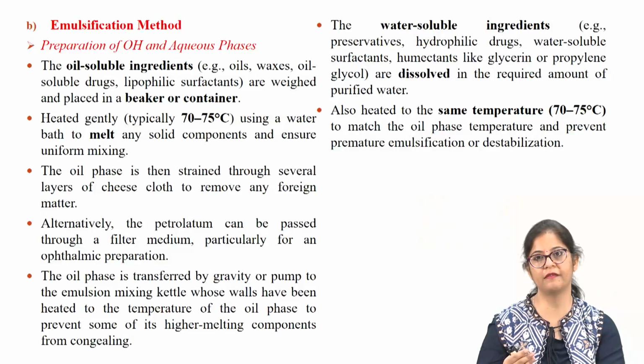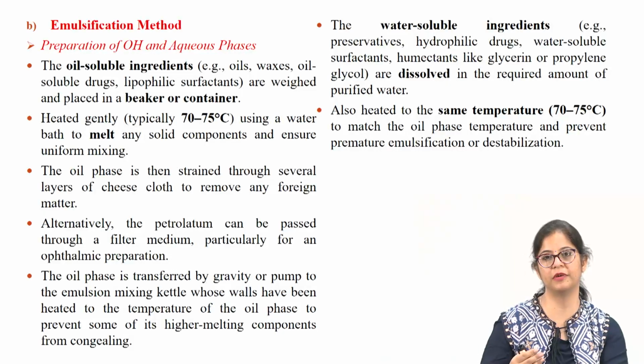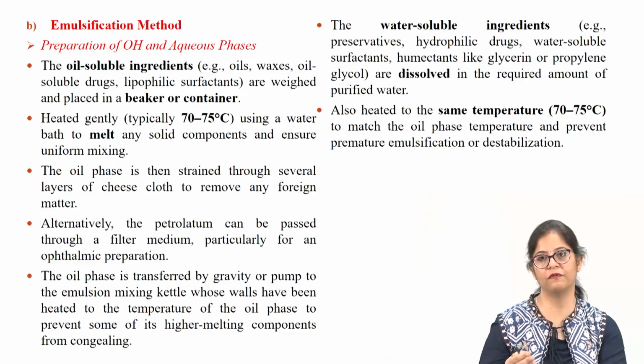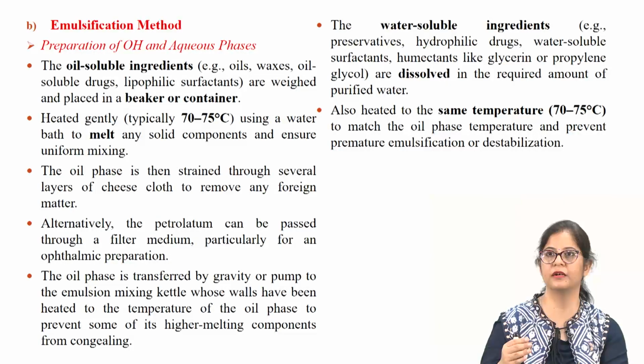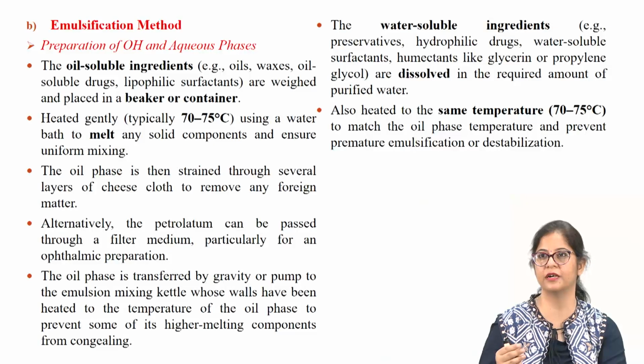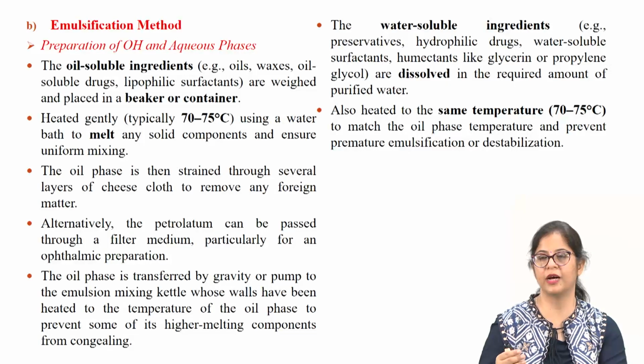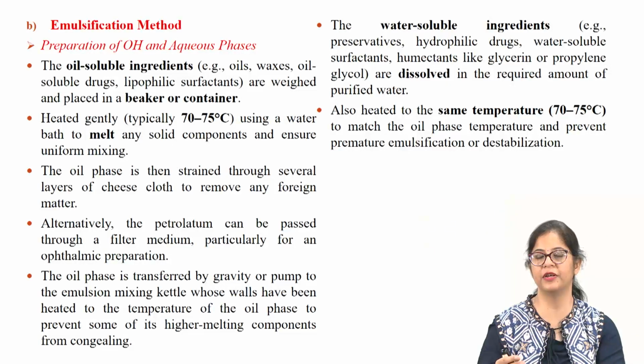The oil phase is transferred by gravity or pumped to the emulsion mixing kettle, whose walls have been heated to the temperature of the oil phase to prevent high melting components from congealing. The water soluble ingredients like preservatives and hydrophilic drug are dissolved in the required amount of water and also heated to the same temperature to match the oil phase temperature and prevent premature emulsification or destabilization.